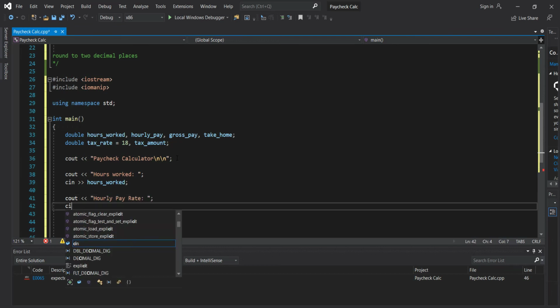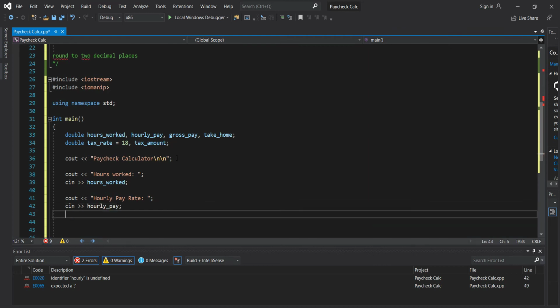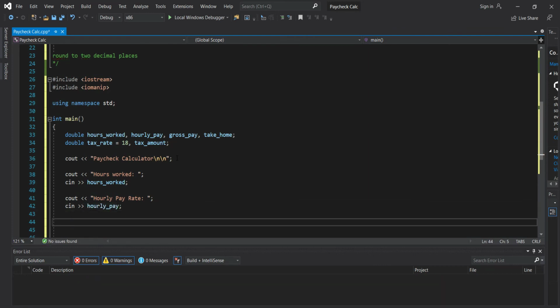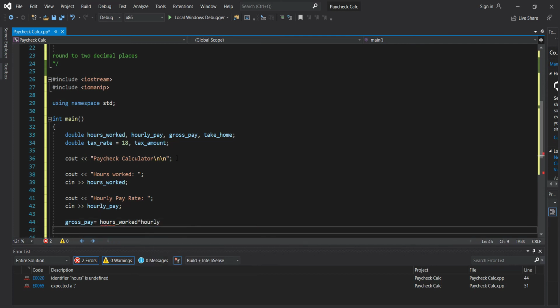And we're also going to ask to put some input in there. So we're going to do hourly pay. Alright, so this is when we start to use our equations. So our gross pay equals our hours worked times our hourly pay.